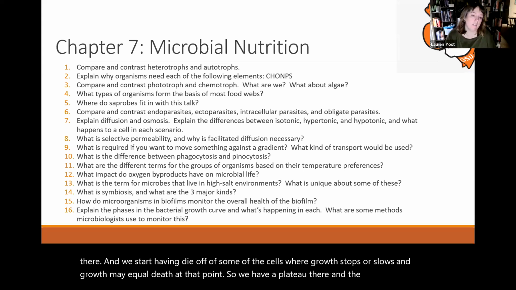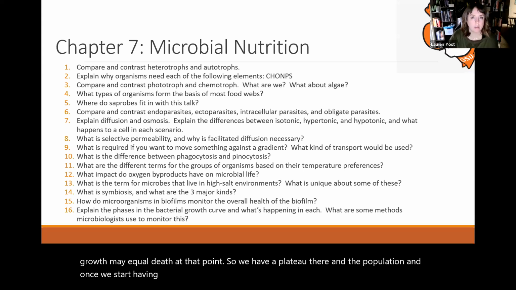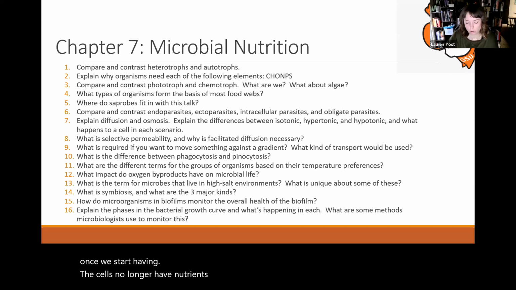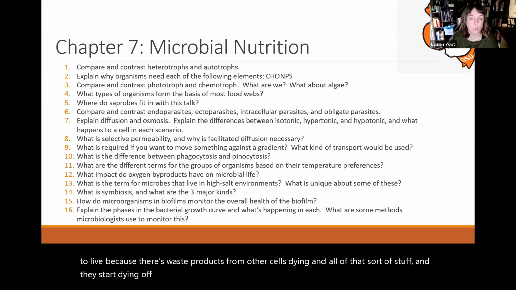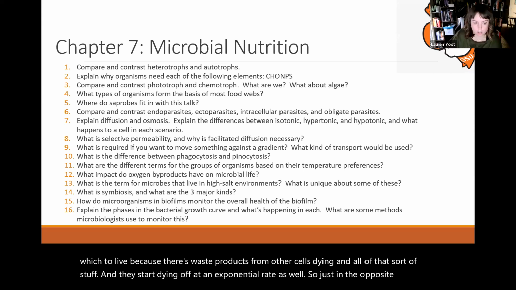And once the cells no longer have nutrients, and they're no longer in a healthy environment in which to live because there are waste products from other cells dying and all of that sort of stuff, then they start dying off at an exponential rate as well. So just in the opposite direction. So that is how that works.